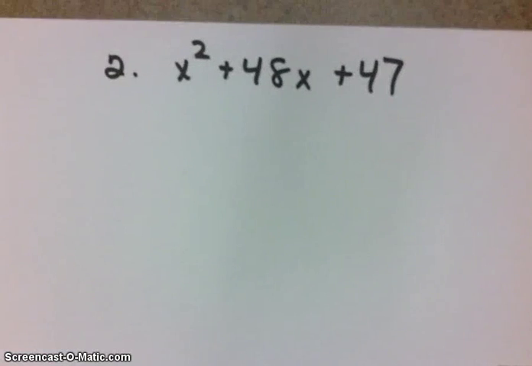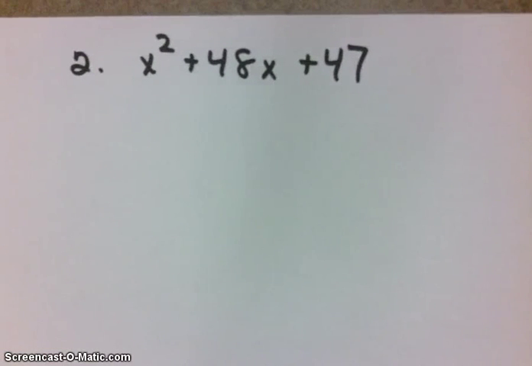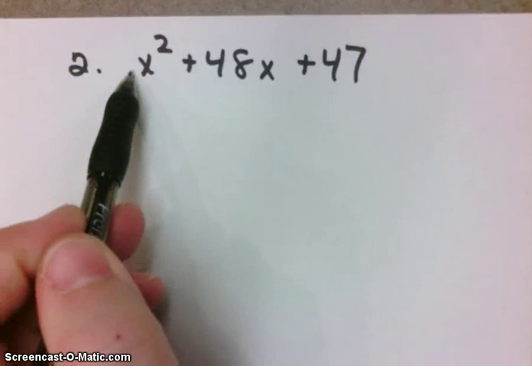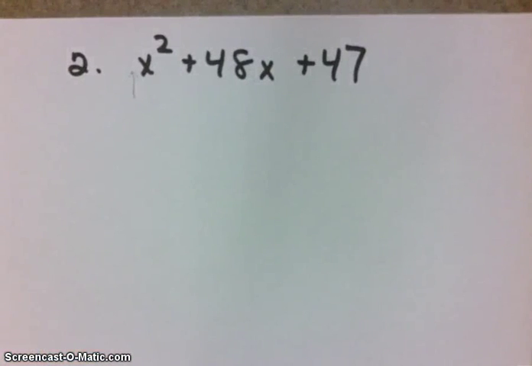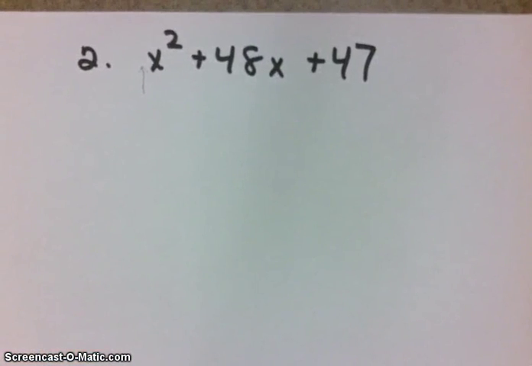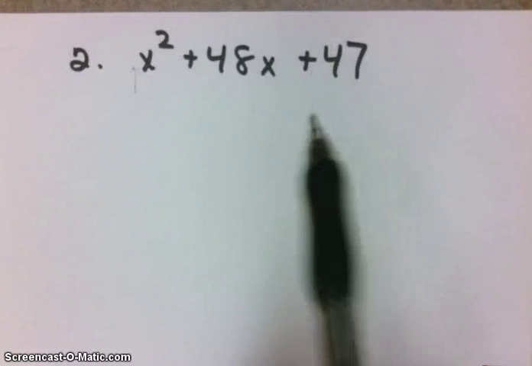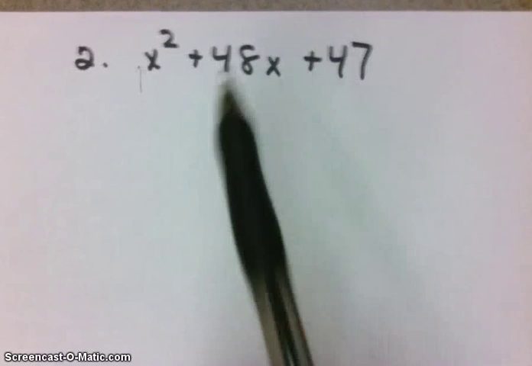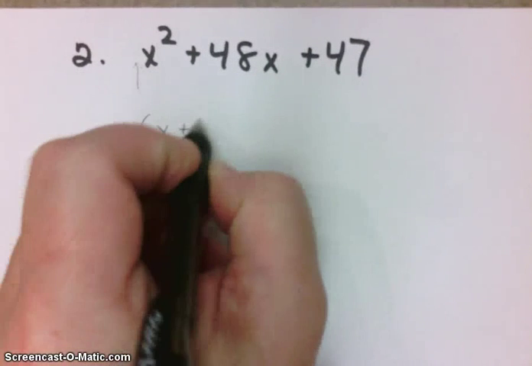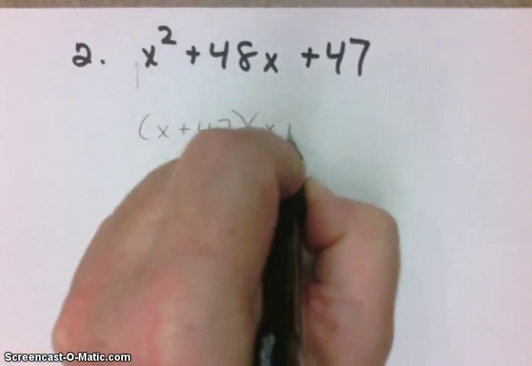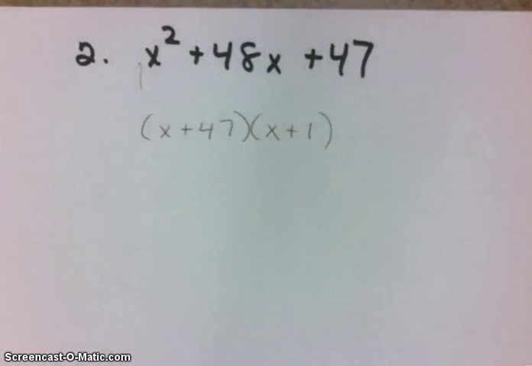Alright, the second problem then should seem very easy. No big number in front of the x squared, just the 1. This is the nice, easy factorization. So the question we're going to ask ourselves is what two numbers multiply to get c, which is 47, and add to get b, which is 48. And hopefully you recognize that that is 47 and 1. That one was super easy.